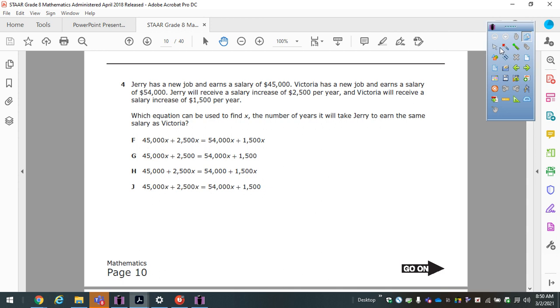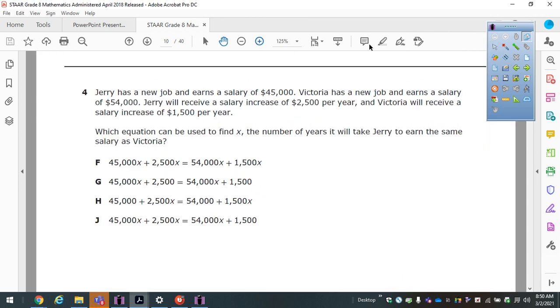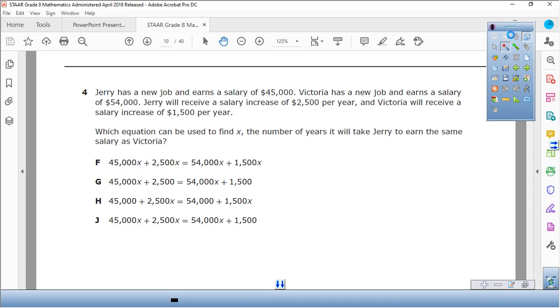This is very easy. I know what happens here in the STAAR test. A lot of people freak out because of words, and that's it. So just read through it slowly, and I'm going to try to color coordinate stuff. Jerry has a new job and earns a salary of this. So anything with Jerry, I want to put 45,000, right?